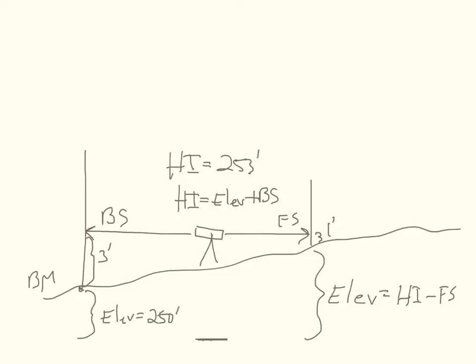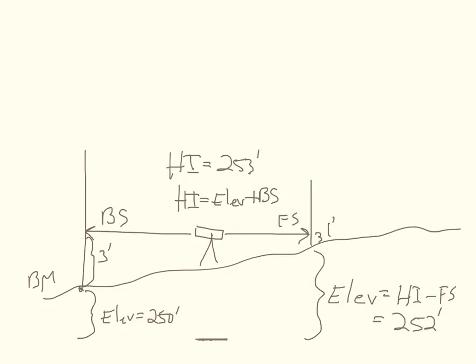All right, so that would give us the elevation at this point. The height of the instrument minus what you just measured gives us this. So if we were at 253, our foresight's 1 foot, that would give us an elevation of 252 feet. Now, I'm going to move this stuff.